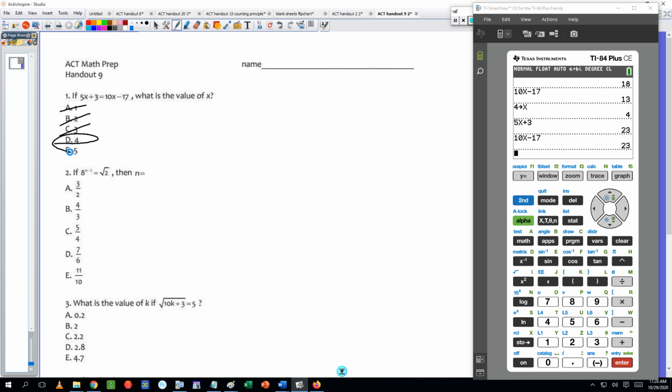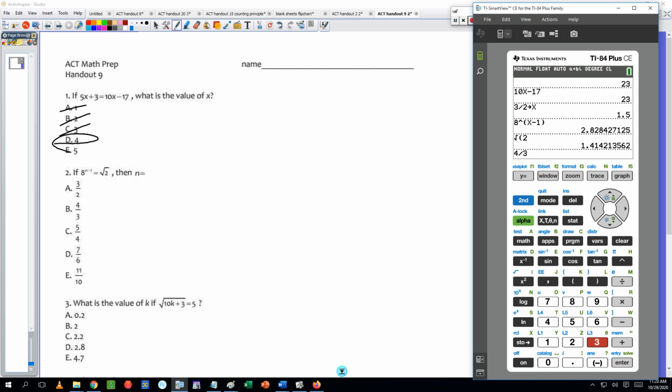This exponential equation, let's take 3 divided by 2 and store that for my x, and away we go. 8, raise that to the x instead of an n, minus a 1. Is that the same thing as the square root of 2? So there's the square root of 2. I'm looking for a match with 1.414. Let's take the next one.